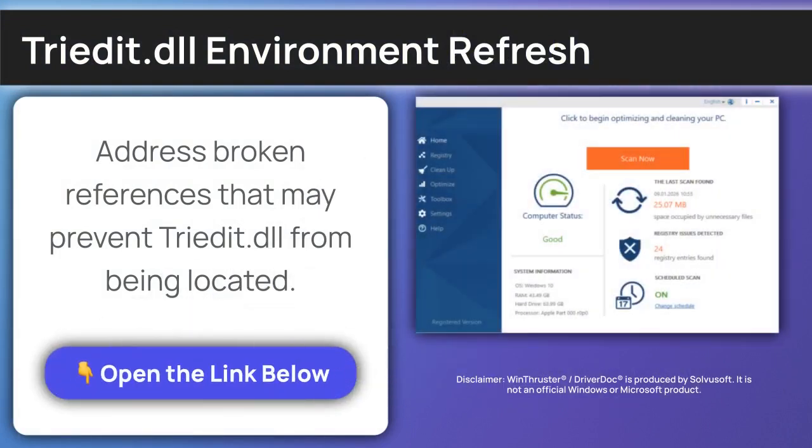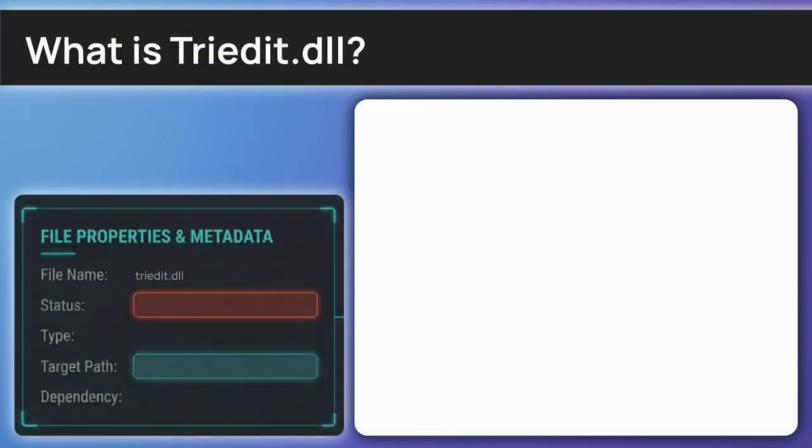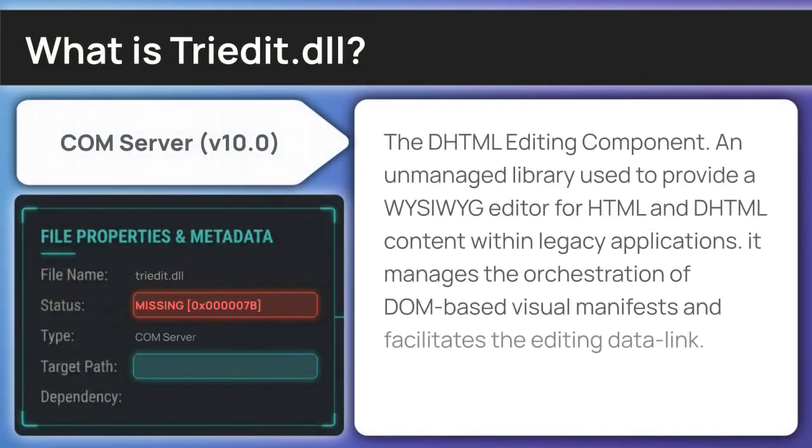This is the Triedit Library, the DHTML Editing Component, an unmanaged library used to provide a WYSIWYG editor for HTML and DHTML content within legacy applications. It manages the orchestration of DOM-based visual manifests and facilitates the editing data link. With that context in mind, our first logical step is a clean reinstallation.